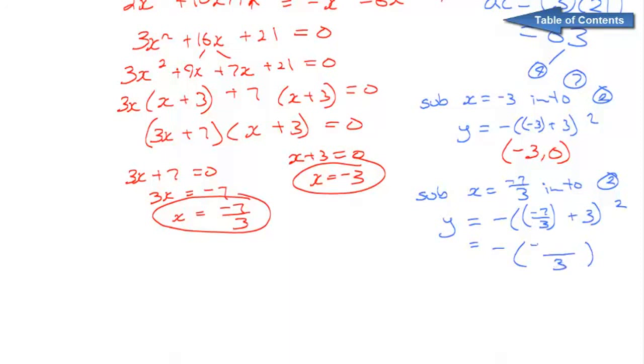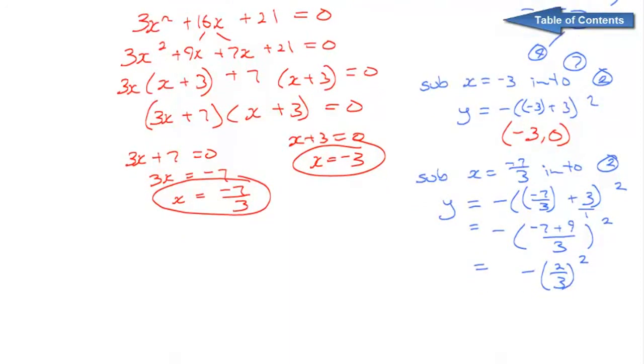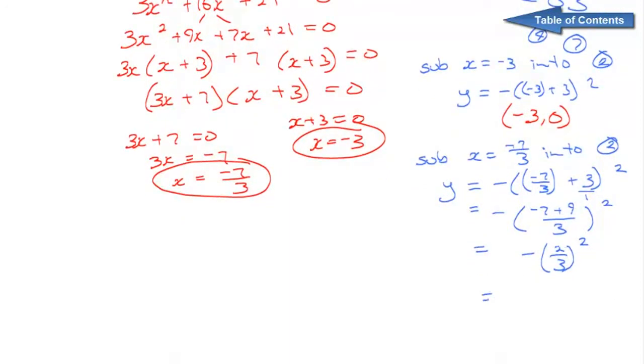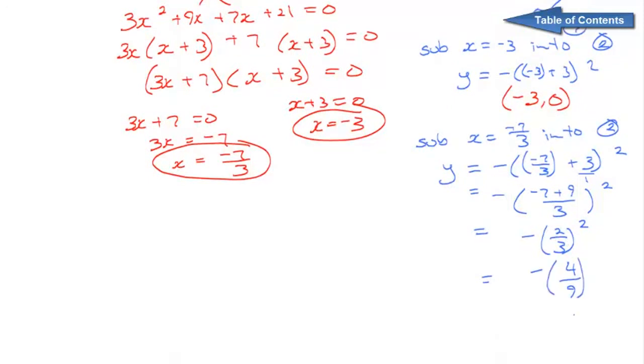Now the negative 7 is already over 3, but the 3 technically over here is out of 1. So I multiply the numerator and the denominator by 3. So that gives me 9 over 3, all squared. If we simplify, negative 7 plus 9 gives me 2 thirds, which is squared, and there's a negative. So now I'll go and square everything. That gives me 2 squared is 4, 3 squared is 9, and then that's all multiplied by the negative, which gives me negative 4 over 9.